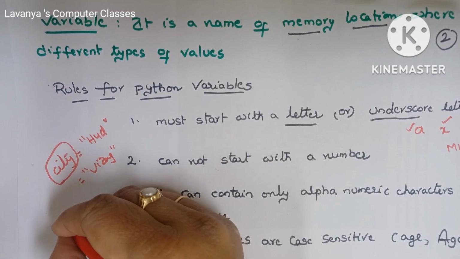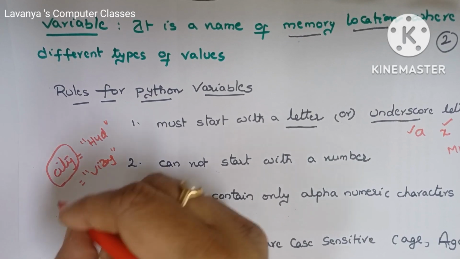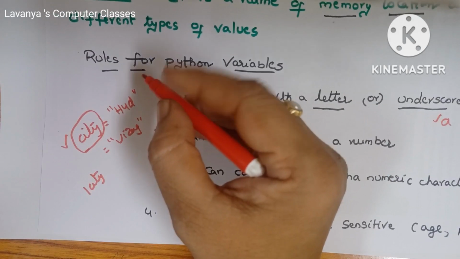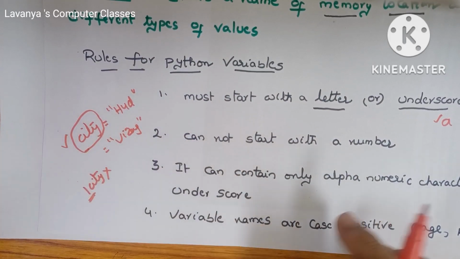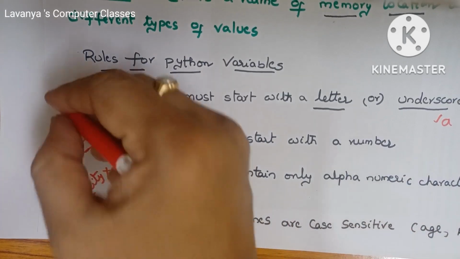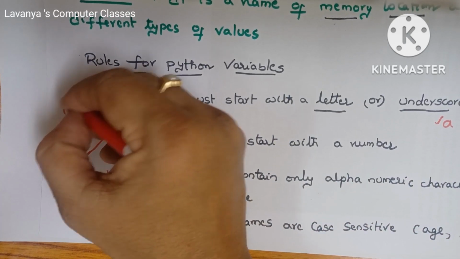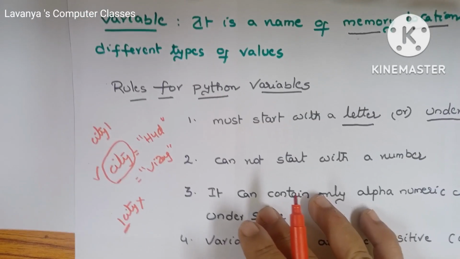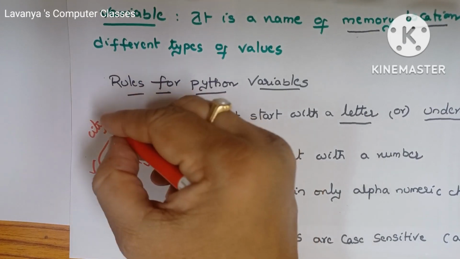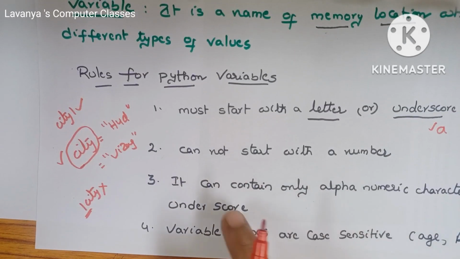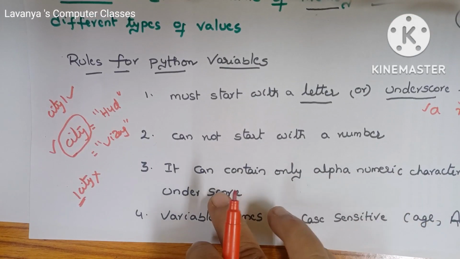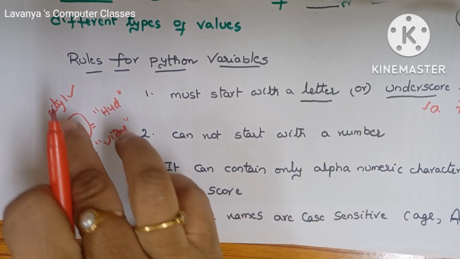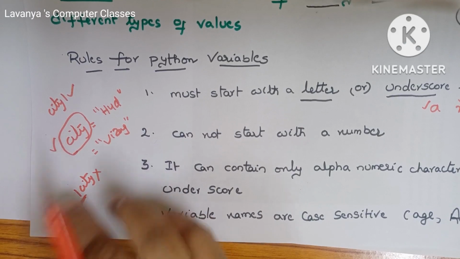For example, we write 1city. City is a valid variable name. 1city is not a variable name because it starts with a number. It cannot start with a number. City1. Tell me now, is city1 a valid variable or not? Yes, it is a valid variable because it can contain numbers, alphabets and underscores also. The only thing is the first letter is not a number.